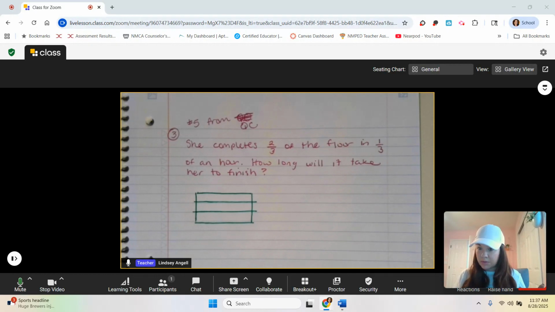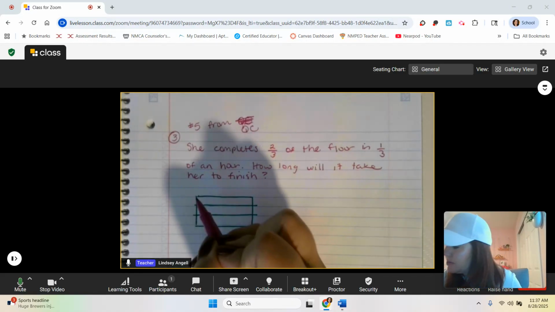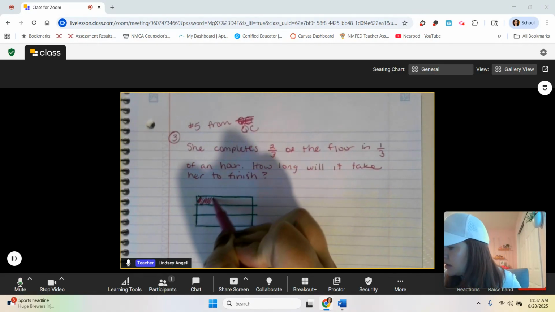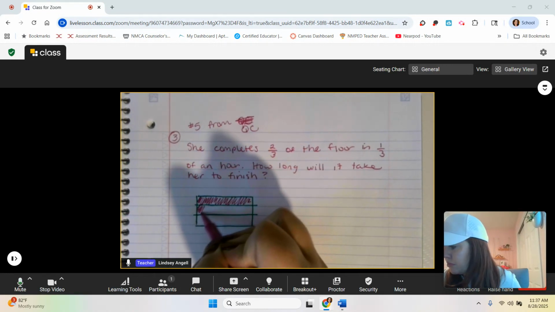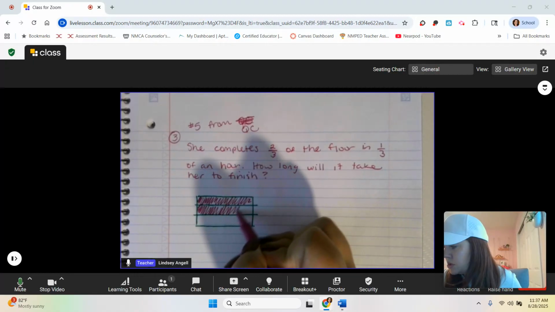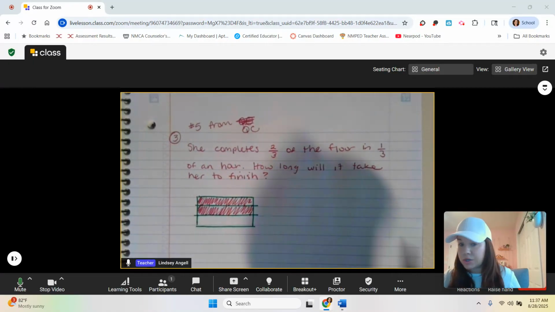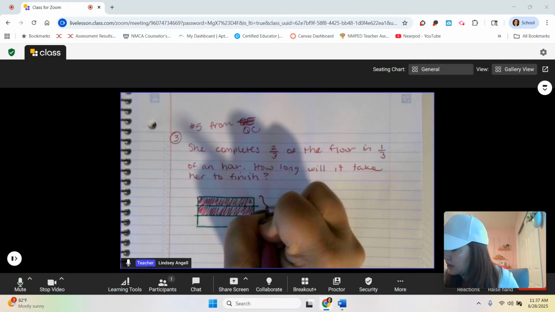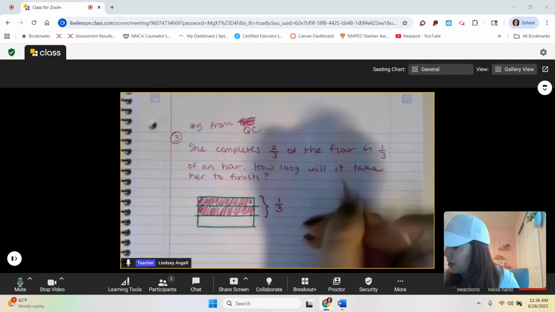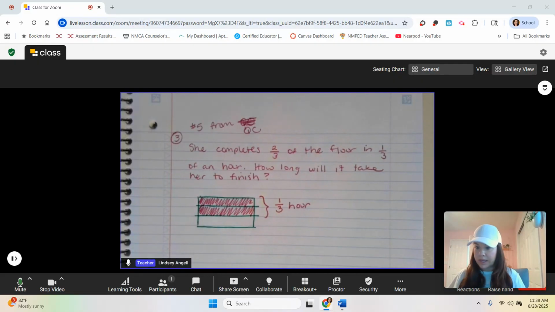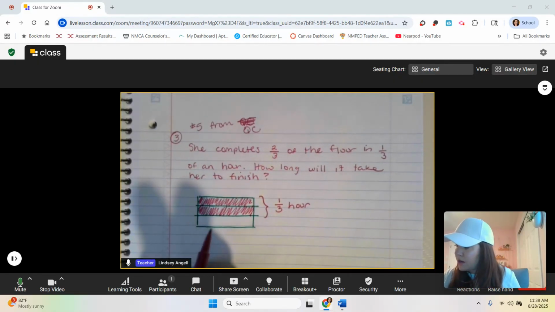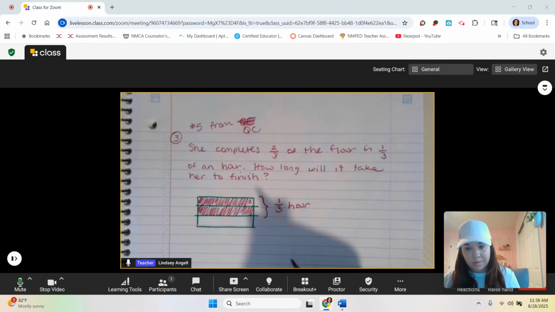So it's a very similar problem to the last problem we just did, but thirds are just kind of funky, right? So she was able to complete 2/3 in 1/3 of an hour.